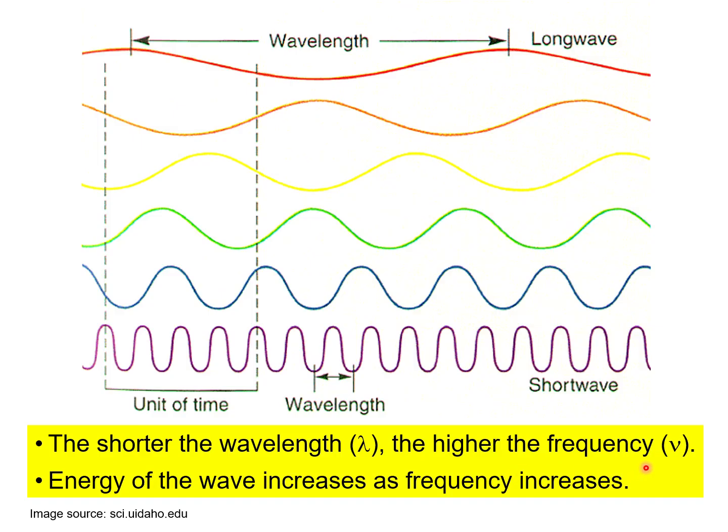And then the higher the frequency, and we use a Greek letter nu for frequency in chemistry. In physics, they use an f. In chemistry, we use a nu because, number one, Greek letters are cool, and number two, f means something else in chemistry.